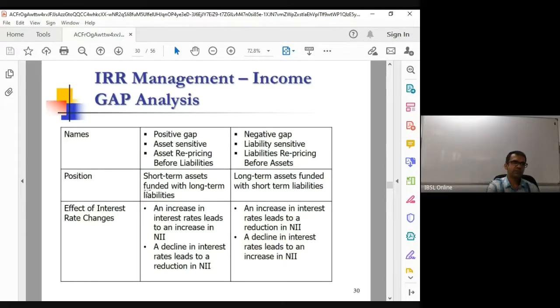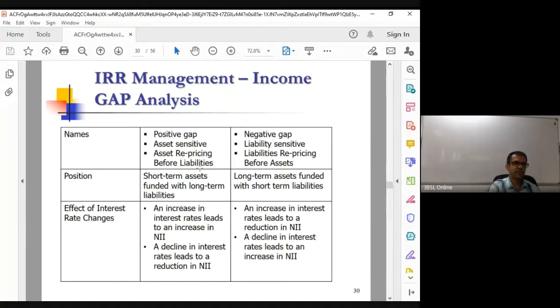In a positive gap, the position is short-term assets are funded with long-term liabilities. Like in the previous gap, in the short or negative gap, long-term assets are funded with short-term liabilities. So liabilities are maturing more frequently than the assets. So then what is the impact of interest rate change?